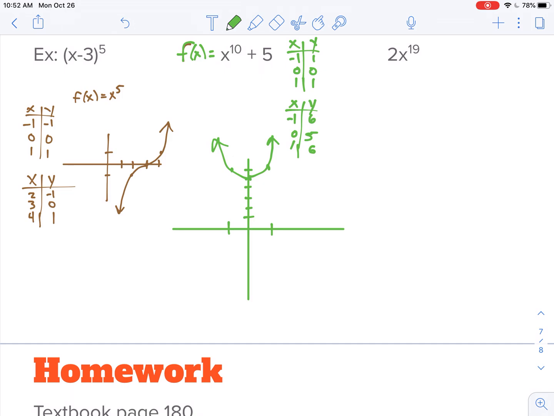Now I can only do it through those 3 points. I don't look at 2 to the 10th power. That's a massive number. I'm not about to graph 2 to the 10th power. But I can make this transformation just between -1 and 1.